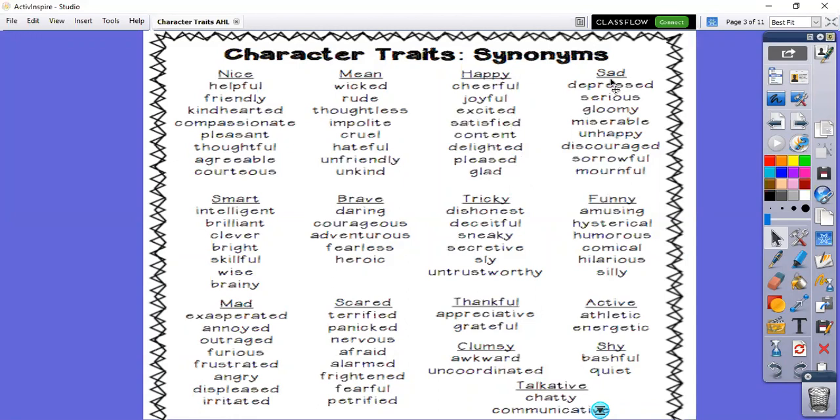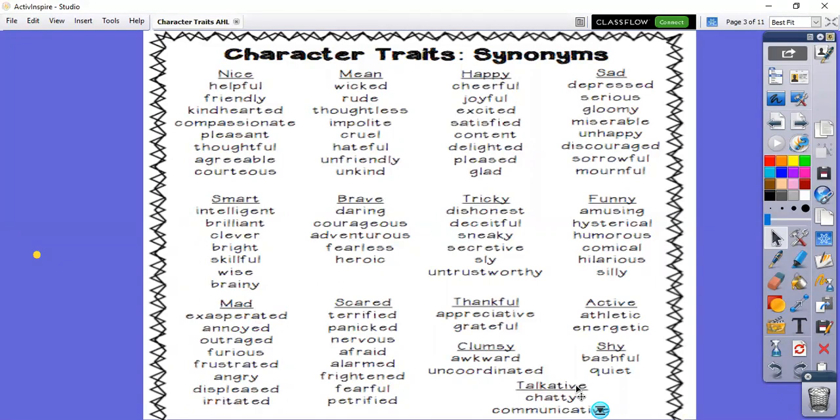And another one here, sad. Is the character sad? But let's dig deeper. Are they depressed, serious, gloomy, miserable, unhappy, discouraged, sorrowful, or mournful? Here's another one. I'll do one more. Smart. Are they intelligent, brilliant, clever, bright, skillful, wise, or brainy? Now, look at these common words here: brave, tricky, funny, mad, scared, thankful, clumsy, active, shy, or talkative.